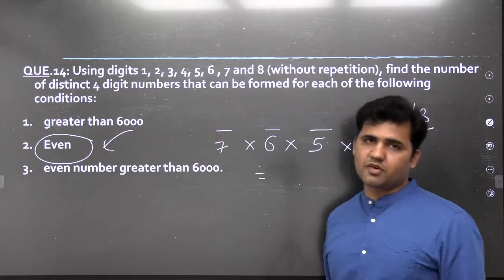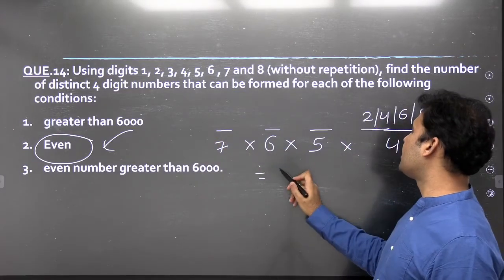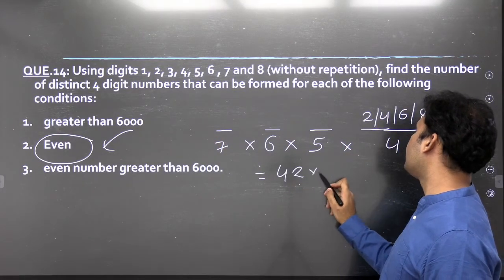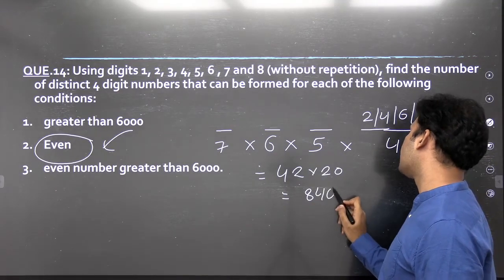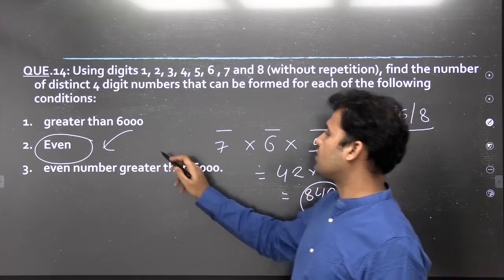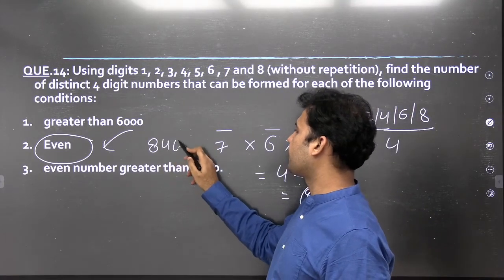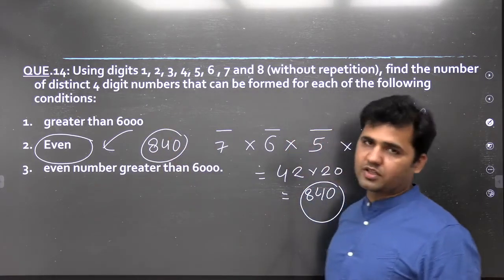So the total numbers which will be even using these digits, and all of these will be 4 digit numbers, will be 7 into 6, 42, 5 into 4, 20, 42 into 20 is 840. So 840 is the answer of this question. 630 was the answer of the first question.